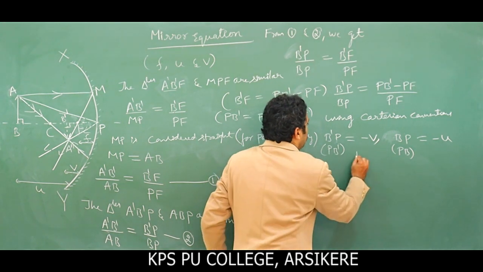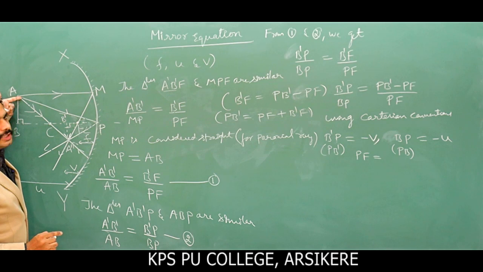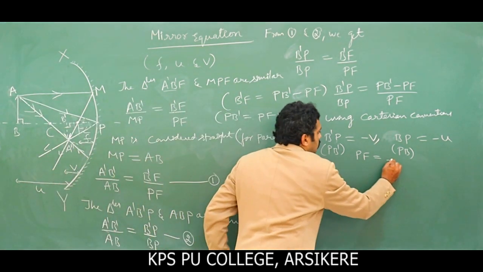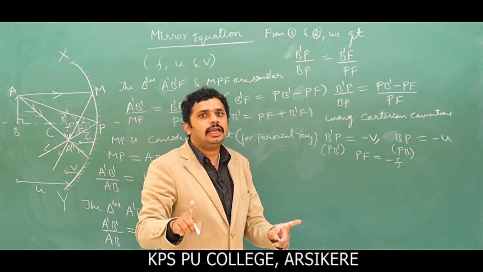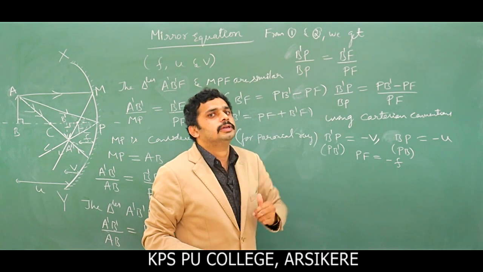The remaining is what? PF. What is PF? PF is the focal length. The incident ray is going in this direction and I am measuring against it. PF is what? Minus F. For a real and inverted image, minus V, minus U, minus F. You have to remember that.